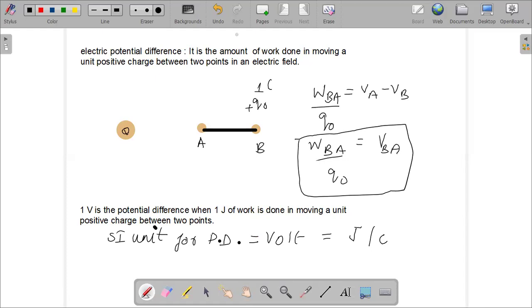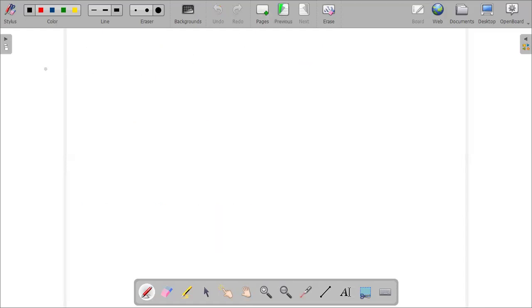Yesterday we did one more thing. We did about the charges, that the quantity of charge Q is given as Ne, where N represents the number of electrons and E represents the charge on an electron. So charge on an electron is equal to 1.6 times 10 to the power minus 19 coulomb.